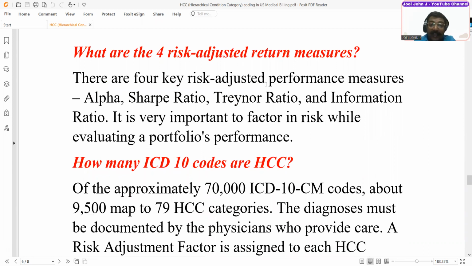What are the 4 risk adjustment return measures? There are 4 key risk adjustment performance measures. They are alpha, Sharpe ratio, Treynor ratio, and information ratio. It is very important to factor in risk while evaluating a portfolio performance.